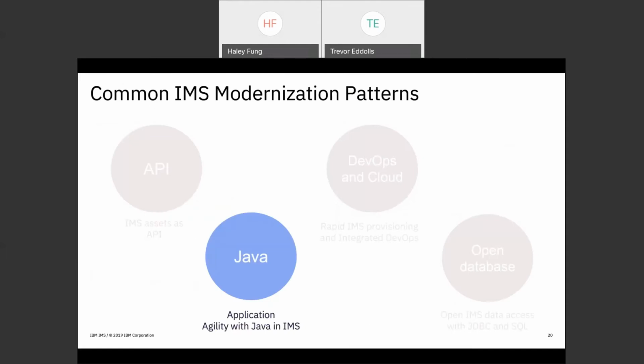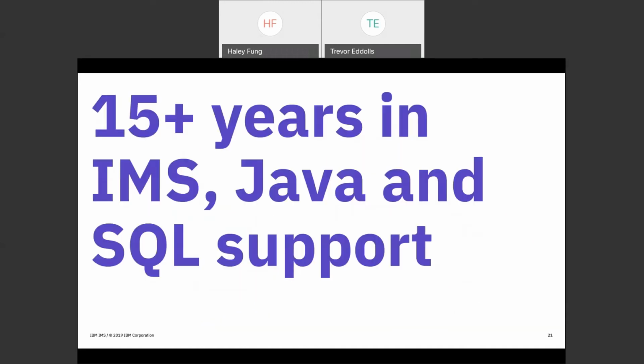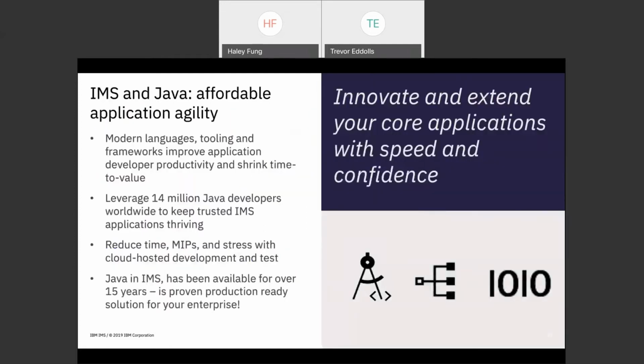This is about Java. Java is very interesting. The reason I say it's interesting is that we have more than 15 years of support of Java in IMS, as well as the SQL support. But many of our customers either didn't know about it or are reluctant to use it for many reasons. And a lot of the benefit from a Java perspective, and here what I'm specifically talking about is either allowing your Java application to access your IMS data directly, or having Java actually run inside of IMS and on the mainframe.